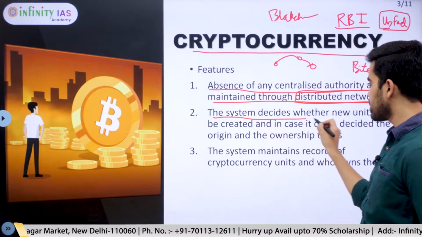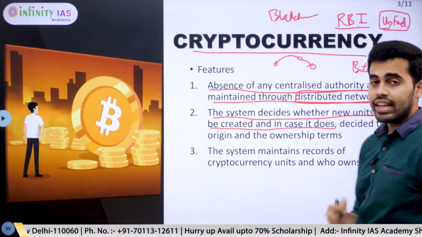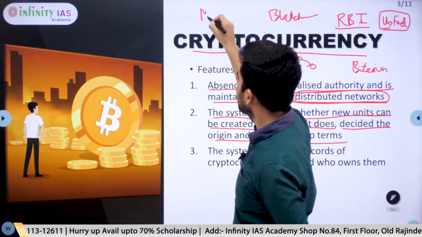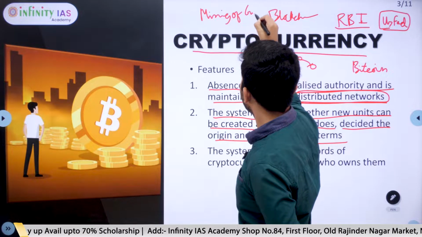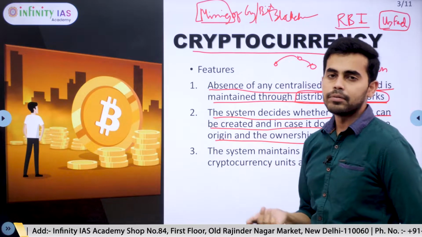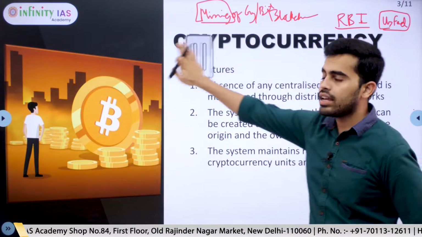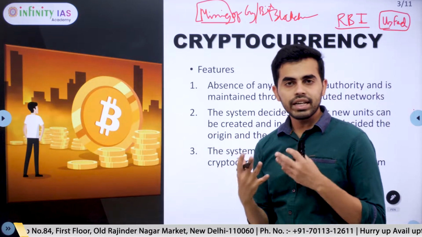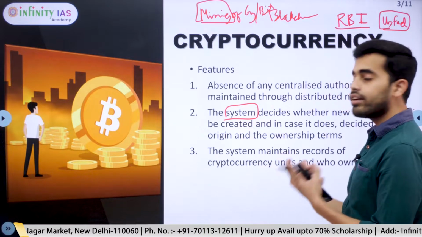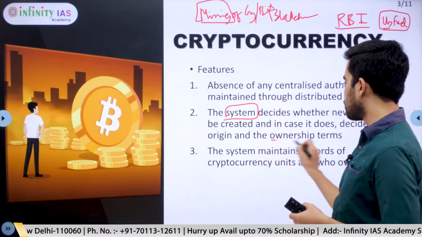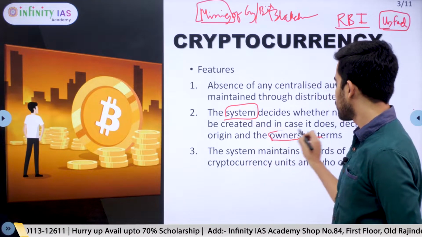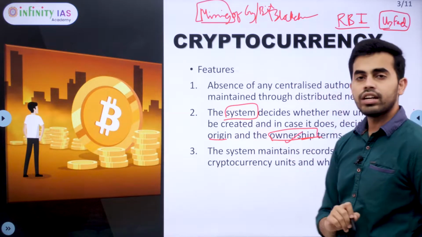The next feature is that the system decides whether new units can be created, and in case it does, decides the origin and the ownership terms. We have heard of the term mining of cryptocurrency or Bitcoin. This mining is how cryptocurrency is created. Mining of cryptocurrency or Bitcoin is basically computers performing complex mathematical operations to create new Bitcoins. So the computer system decides how and when a cryptocurrency can be created, and the ownership: whoever mines the Bitcoin will get the Bitcoin. He or she will be the owner of the Bitcoin. So the computer decides the origin and ownership of the cryptocurrency.